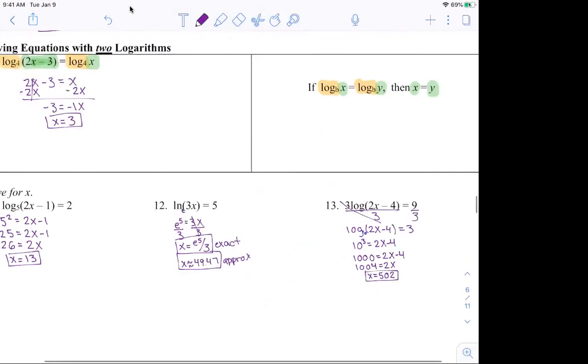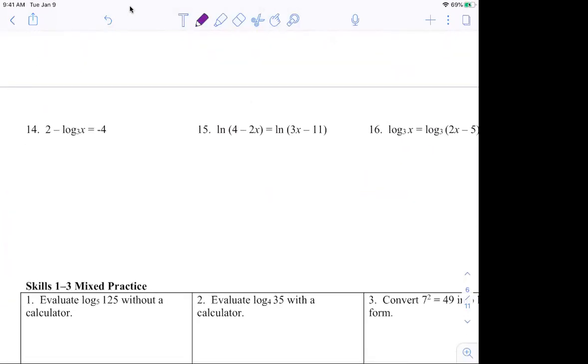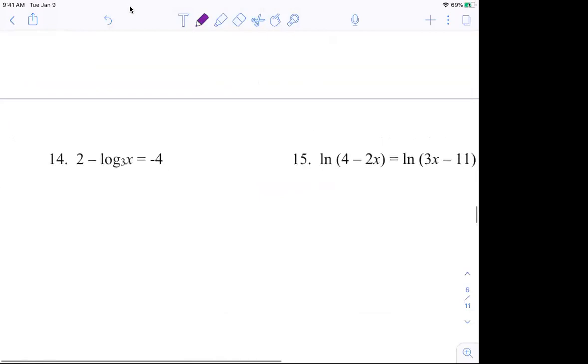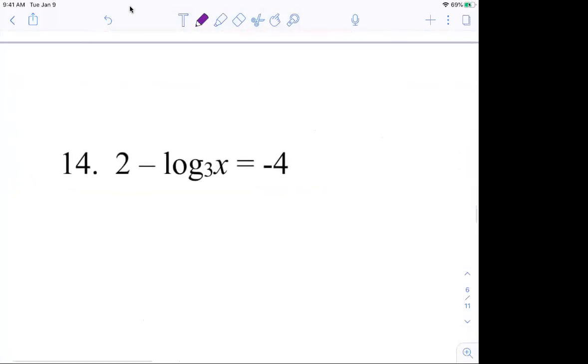Okay, almost done, guys. We're just going to do the next 3, and then we're going to stop. We're going to do the mixed practice later. So I'm going to start this one for you, and then I'm going to have you finish it.